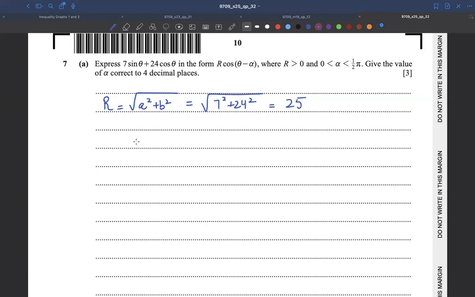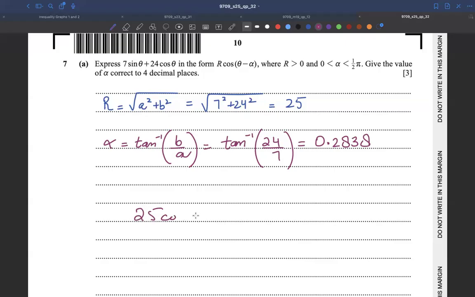And alpha is equal to tan inverse of b upon a. So we'll get tan inverse of 24 upon 7. Substituting this in the calculator, we have to make sure our calculator is in radian mode. So the value of alpha would be equal to, and we have to give our answer correct to 4 decimal places, 0.2838. So that is the value of r and alpha. Once we have that, we can write our answer as 25 cos of theta minus 0.2838.